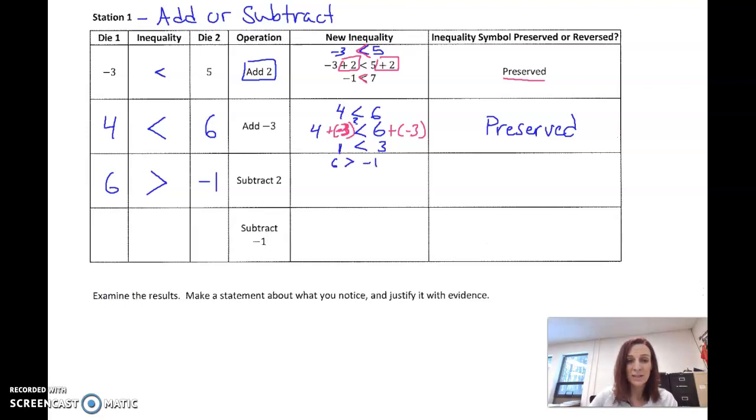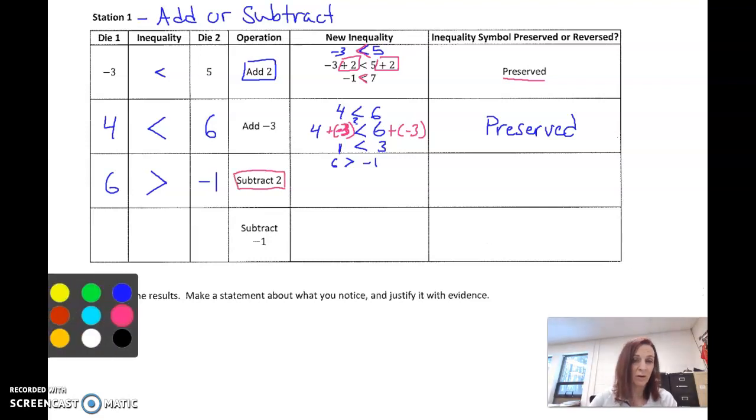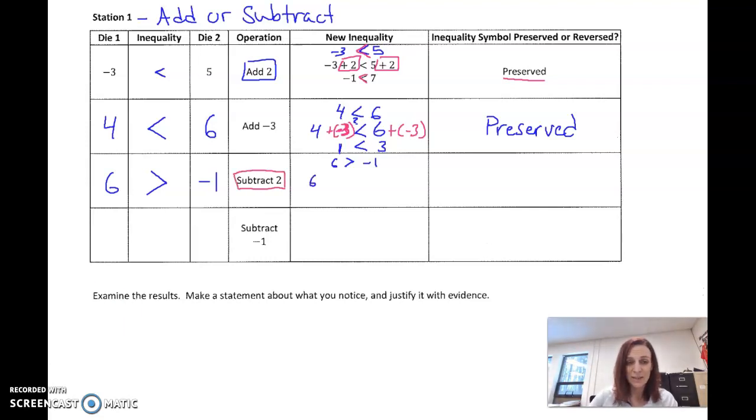Now I want to subtract 2 from each side. All right, so I'm going to start with my 6, then I'm going to subtract 2, and I'm wondering, is that still greater than negative 1 minus 2? Subtracting 2 from each side. Well, 6 minus 2 is 4. Now a negative 1 minus 2, or a negative 1, keep, change, plus a negative 2 is a negative 3.